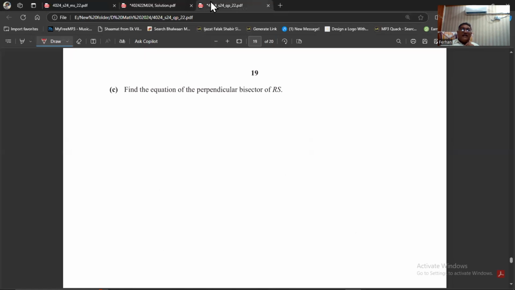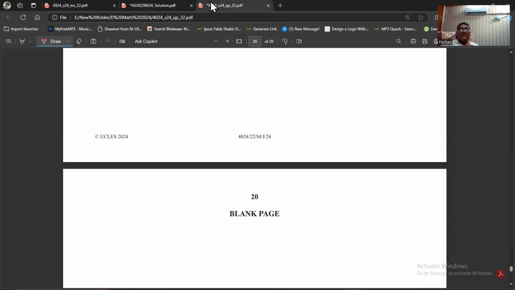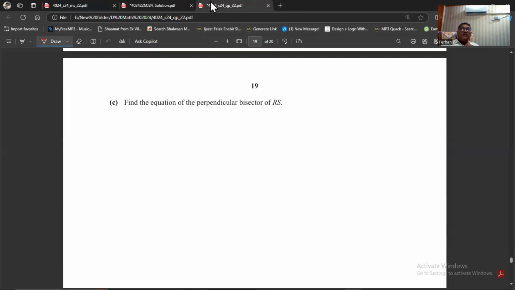Okay, question number 11, and it's part C, and it is of 5 marks. We have to find the equation of the perpendicular bisector of RS. So if you want to find the perpendicular bisector of RS, first of all, I need to find the midpoint of RS.